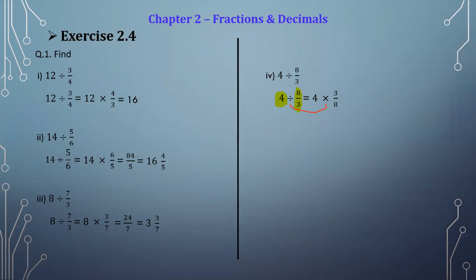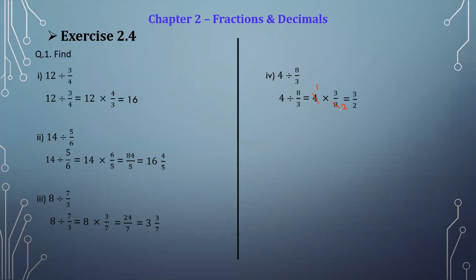So how to take the reciprocal? Again, shift the positions. The numerator is sent to the denominator and the denominator is sent to the numerator. By using this method, we have taken the reciprocal. Now you can easily find this multiplication 4 into 3 upon 8. So there is no need to perform the multiplication because this 8 is divisible by 4. So you can divide it. 4 ones are 4 and 4 twos are 8. So the final answer is 3 upon 2.